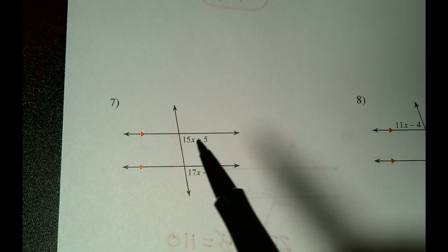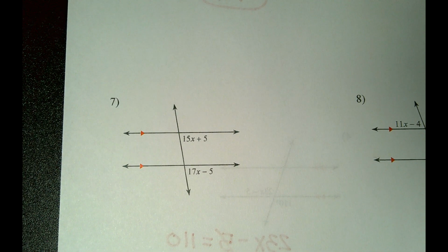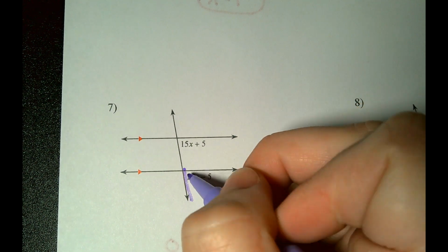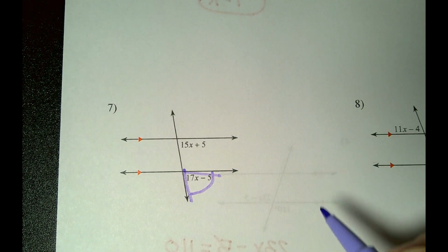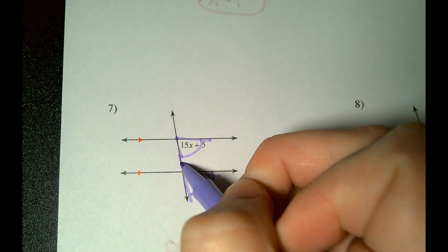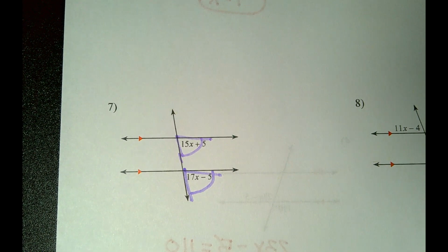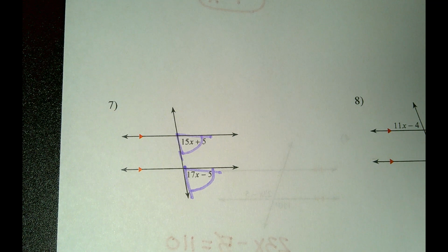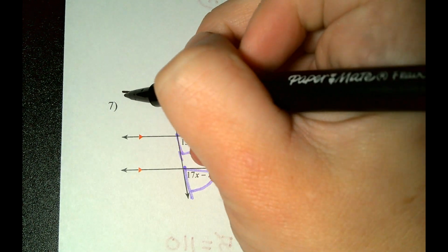Okay, what about number 7? Are these going to be equal or do we add them up? They're equal. Why? They're corresponding. They're in the same spot on the other line, and they're the same size. These are corresponding angles.